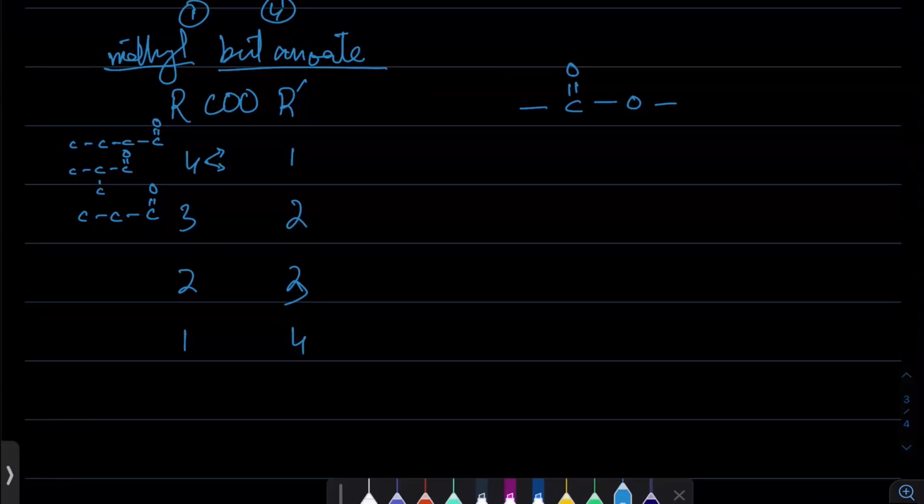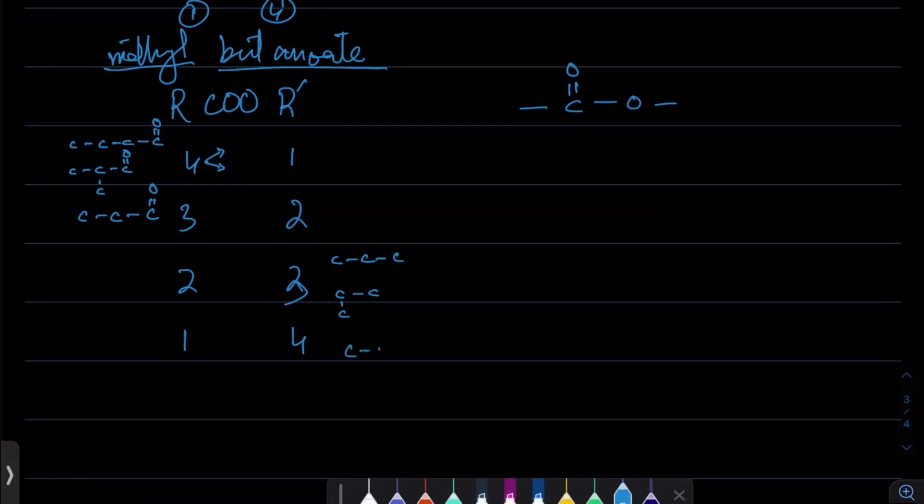This one I can't split, this one I can't split, this one I can't split. Now इसको देखते हैं, इसको isomer में split कर सकते हैं. I have 3 carbons on this side of oxygen. So ये ऐसे हो सकता है या ये ऐसे हो सकता है. So I have 2 isomers here.